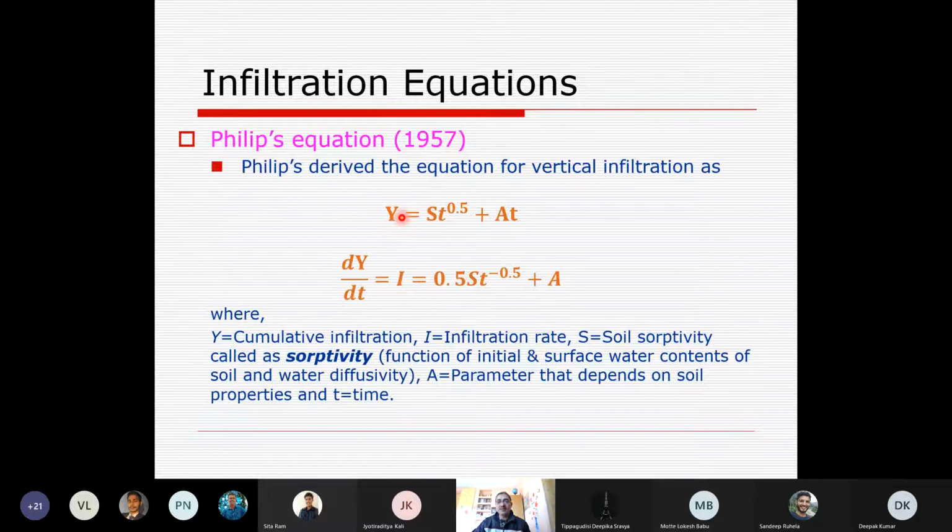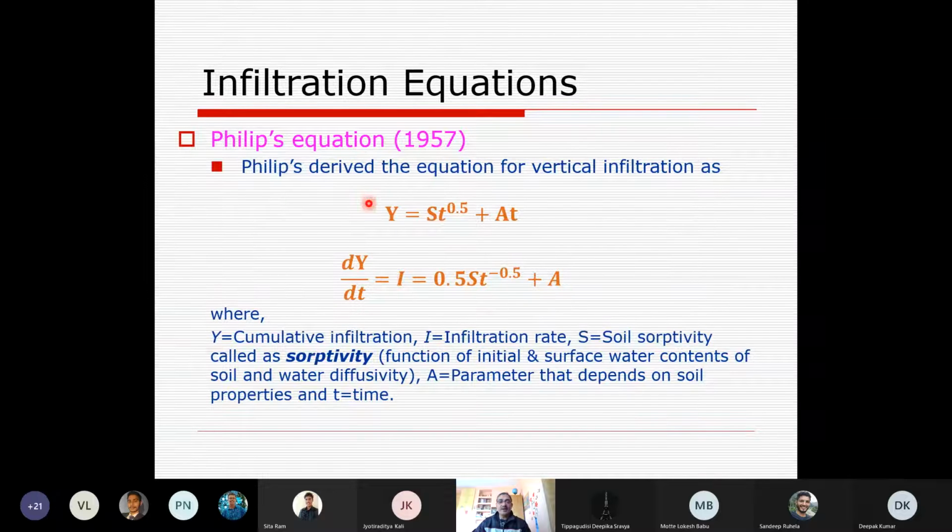So here in the Philip equation, cumulative infiltration was related with sorptivity of the soil, S, that is a soil property, times t to the power 1 by 2, or 0.5, plus A t, where A is a parameter that depends on soil properties again, and t is the time. So in Philip 1957, a soil property by measurement was used. In previous equations, they have not used any measured soil property, but Philip for the first time used a measured soil property that is called sorptivity. Sorptivity is a function of initial and surface water content of soil and water diffusivity in the soil. Diffusivity means its movement in the soil. So that is already a property of soil.